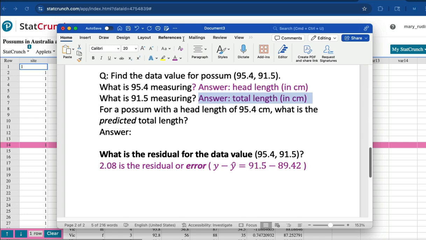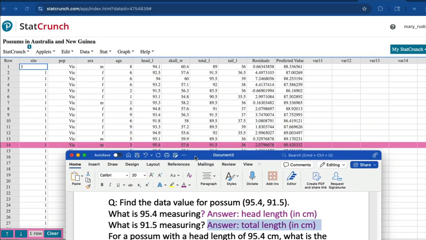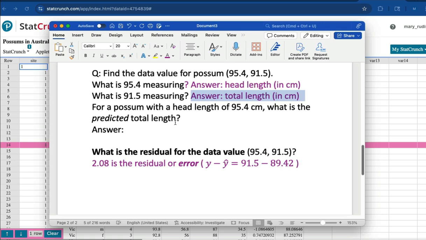For a possum with a head length of 95.4 centimeters, what is the predicted total length? The predicted total length will be the number in the column under predicted values. You can see that's highlighted in pink there. That is 89.420332, but we're going to round it to 89.42. We don't even need to use the equation for that, though you could plug 95.4 in for x, multiply by the slope, and add the y-intercept, and you get this 89.42 value. So the predicted value was 89.42.